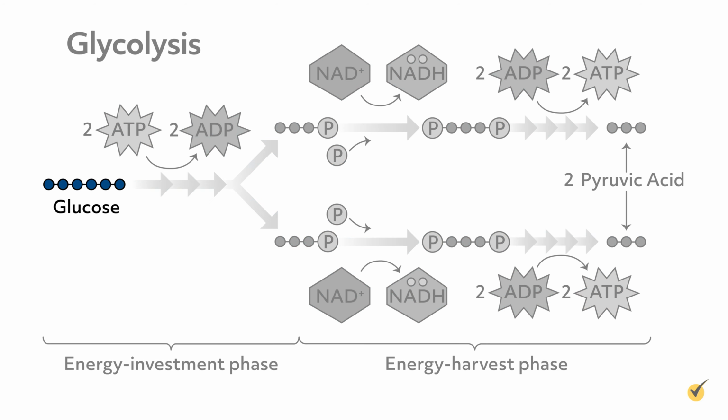So in summary, we started with 1 molecule of glucose and ended with 2 molecules of pyruvate that will eventually be converted into more ATP. Glycolysis also produces 2 molecules of NADH that we'll use during the Krebs cycle. However, before we can enter the Krebs cycle, we have to check in with our oxygen levels.